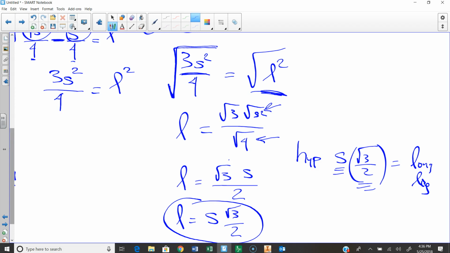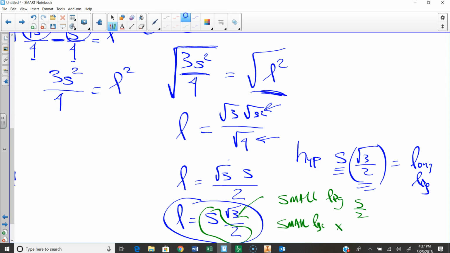But what if I start with the small side? Be careful on this one. If I start with that small side, the small leg, see the small leg in our diagram up there is s over 2. So if I start with s over 2, which is what that is, all I got to multiply by is the square root of 3. So if I take the small leg, if I'm given that, I just multiply it by the square root of 3. There we go.